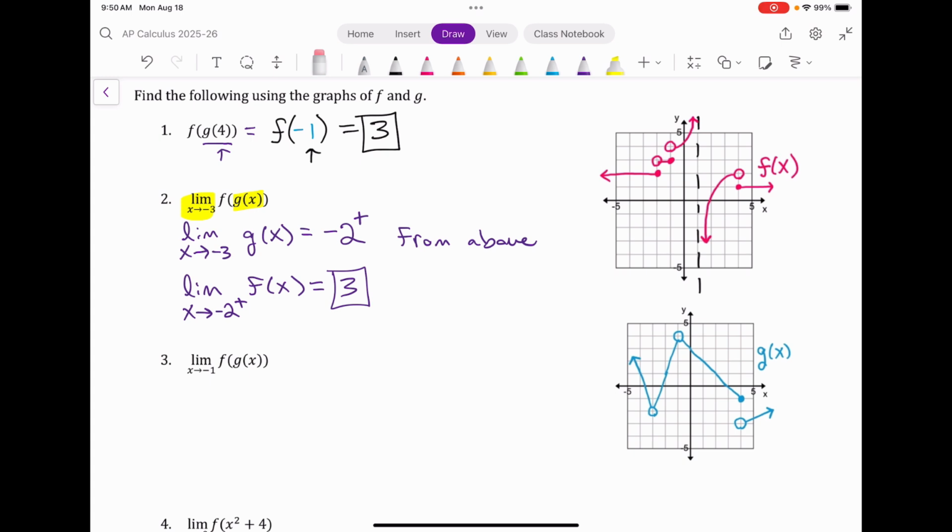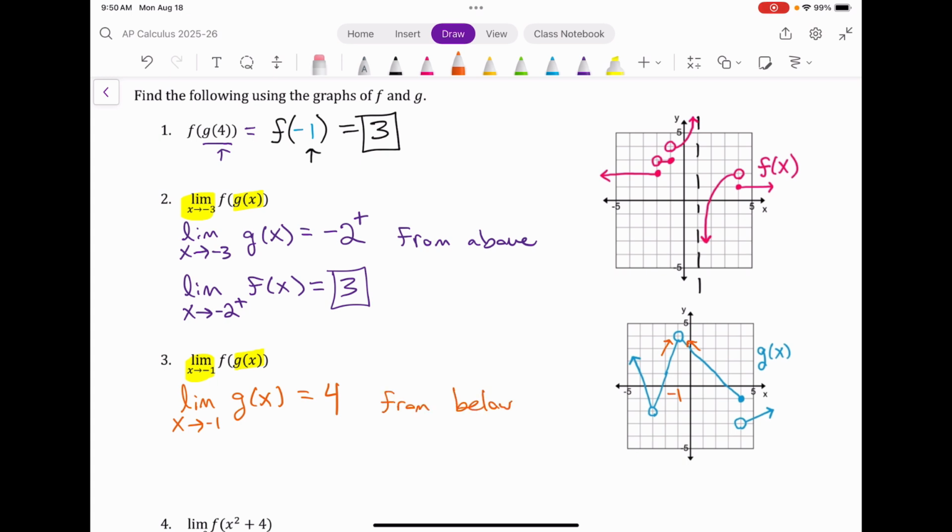Let's look at number 3. So we'll take the same approach on number 3. We want to find the limit as x approaches -1 first for g of x. Okay, so the limit as x approaches -1 for g of x. All right, so there's -1, and we can see we're approaching from the left and the right a y value of 4. And so again, we have to be careful. Are we approaching that y value from below or above? And so you can see we're approaching 4 from below.